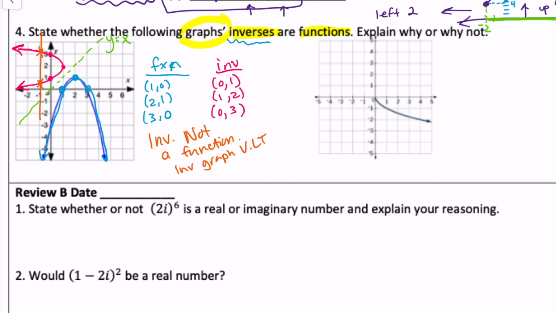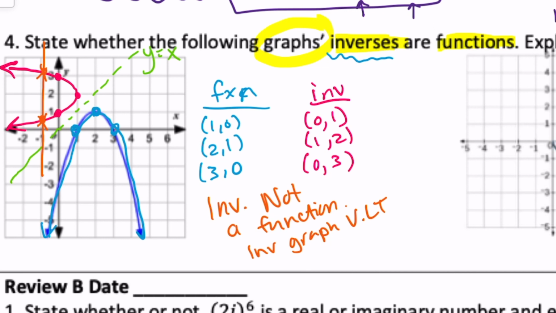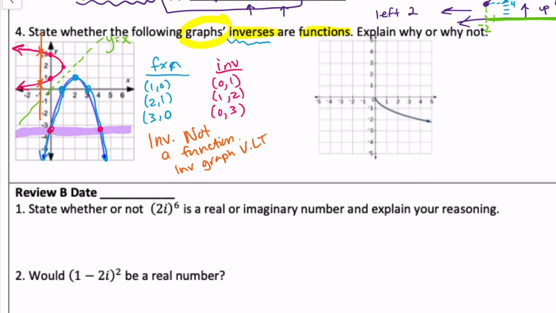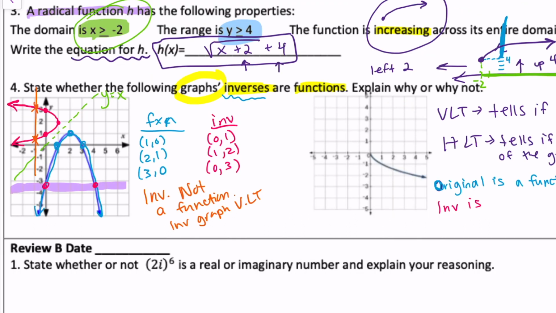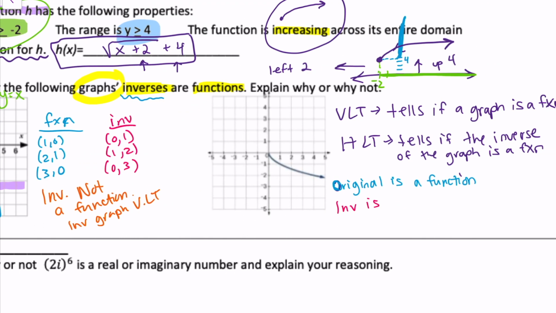There's actually a quicker way to tell if the inverse of a graph is a function just by looking at the original graph. It's called the horizontal line test. If I go to my original function and run a horizontal line test across it, I can see that it would fail the horizontal line test. And because the original function fails the horizontal line test, its inverse would not be a function. So let's make sure we understand that. The vertical line test tells if a graph is a function. The horizontal line test tells if the inverse of a graph is a function.